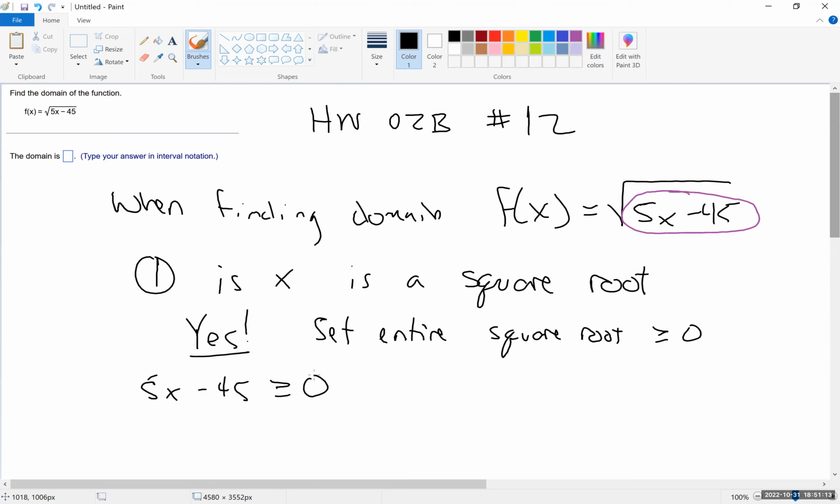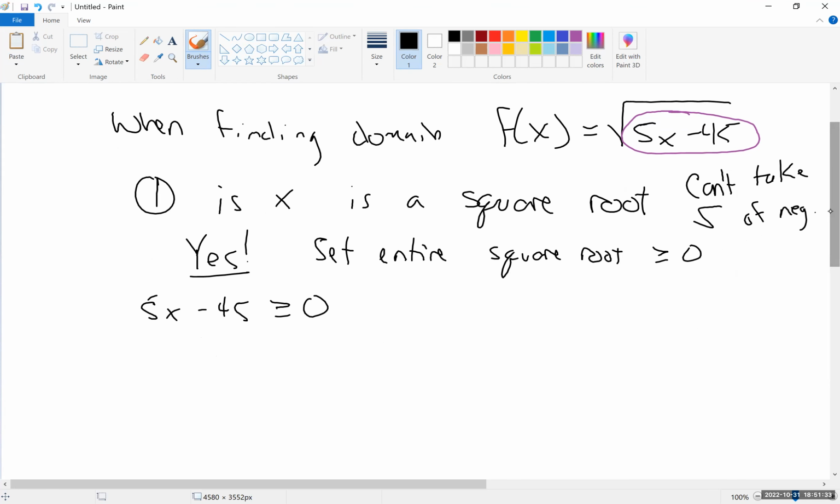Why is that? The whole reason why is you can't take the square root of a negative number, right? And what type of numbers are greater than or equal to 0? Positive numbers are. All right, now we need to solve this. Let's add 45 on both sides, get the x by itself. 5x is greater than or equal to 45. Divide both sides by 5. X is going to be greater than or equal to 9.